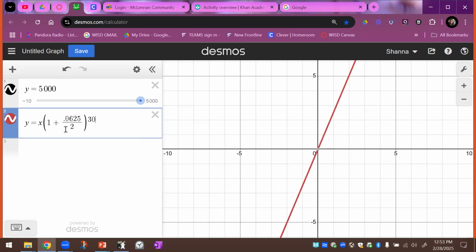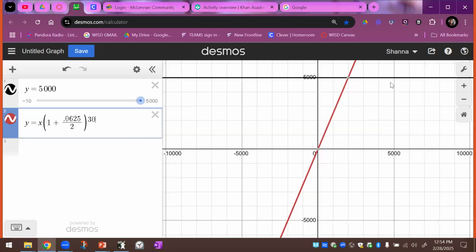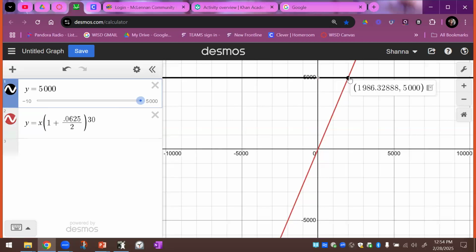Once you create this, what you're doing is looking for the intersection of these two. I'm clearly going to have to zoom out a whole lot. And I zoom out, and what does it tell me? Does it tell me the same thing? Yep. Do we still get 1986 and 33 cents? Yes. Okay. So do we see the algebraic versus the graphic? Doable?